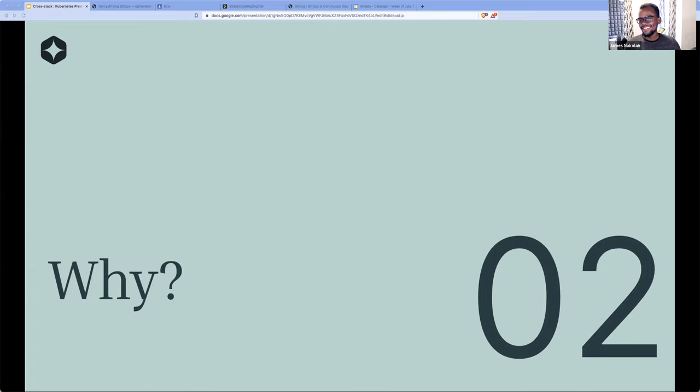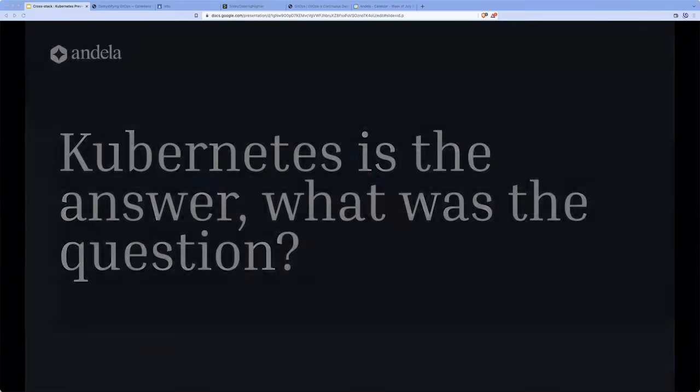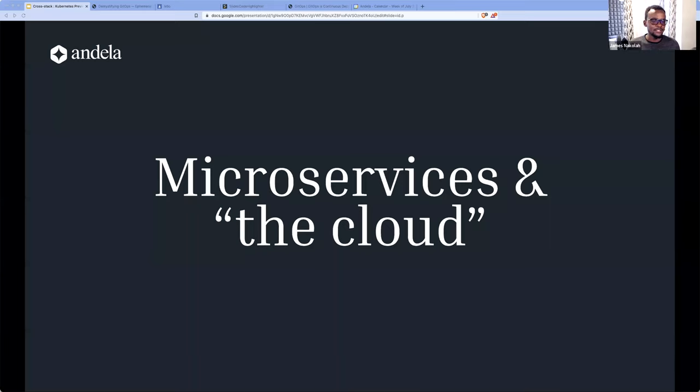And like many other things in the DevOps space, Kubernetes is the answer. But what was the question? Most of the problems you solve on a day-to-day basis are around microservices and, quote-unquote, the cloud. That can mean whatever you want it to mean.